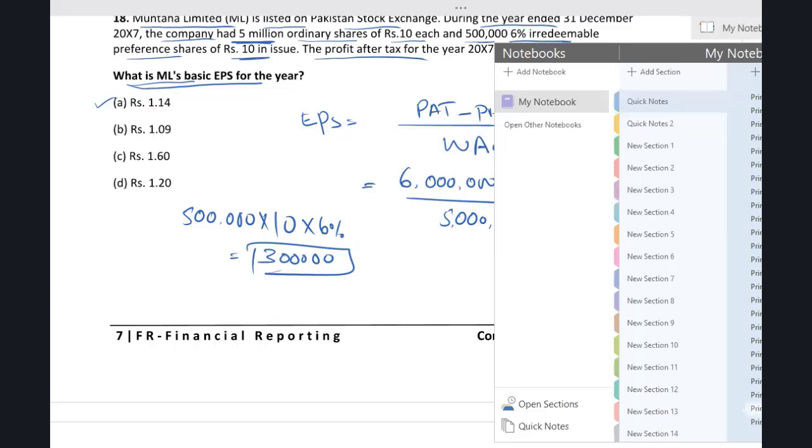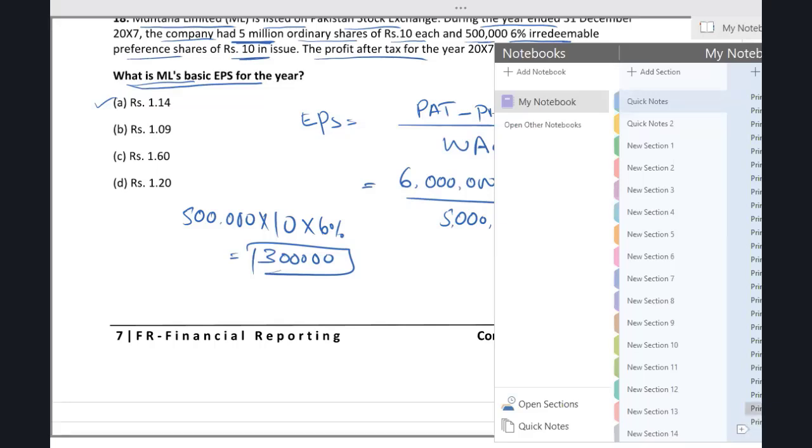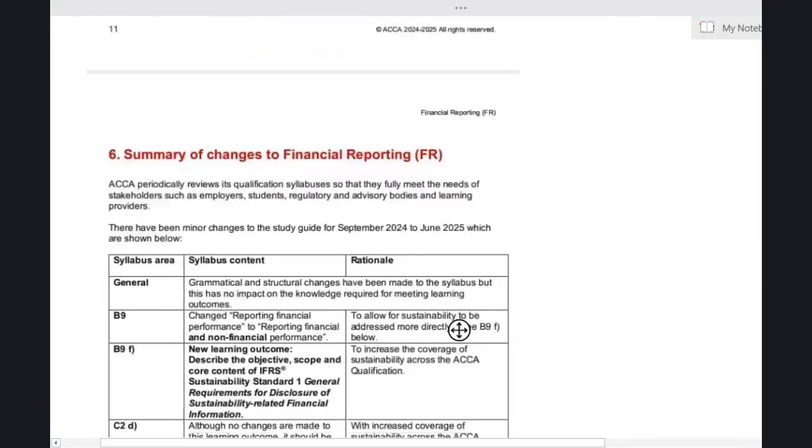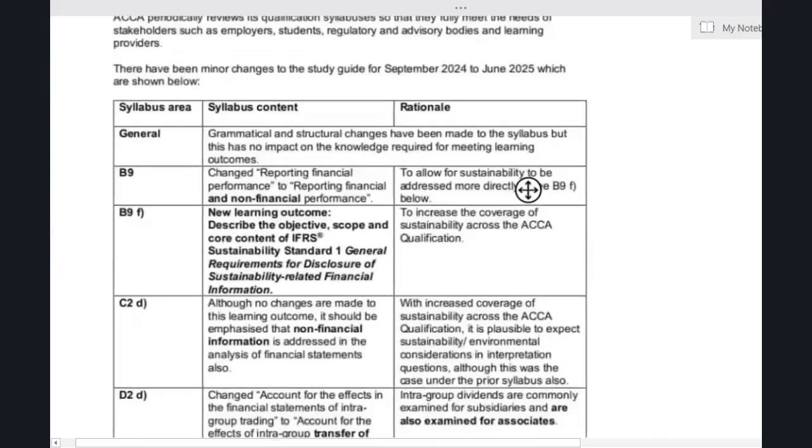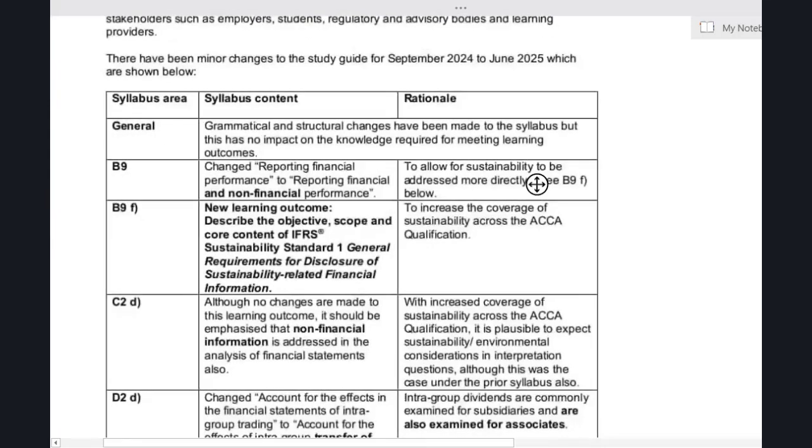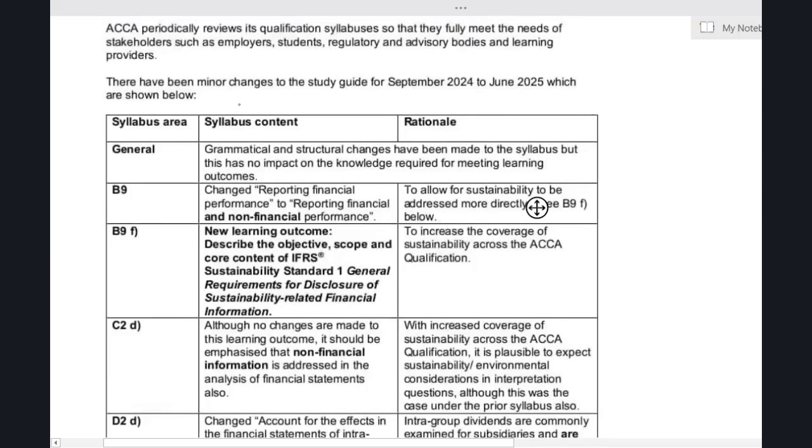The change which has come in FR, it's here. I hope you can see that. In financial reporting, there's a little change. There have been minor changes to the study guide from September 2024 to June 25. Even though it's a minor change, you have to study it. You cannot afford to leave it.